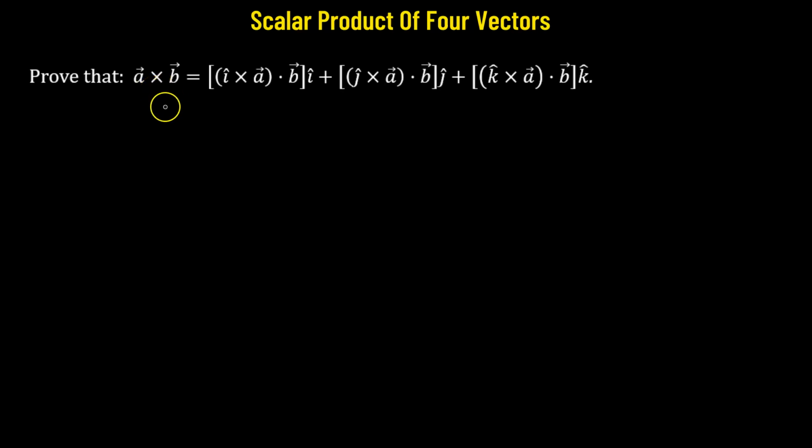In this problem, we need to prove that the cross product between vector A and B is also given by this particular expression as shown on the right hand side. So let's begin. First, let us consider the vector I. This is the first term that we're considering.